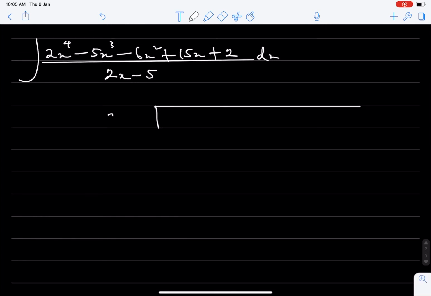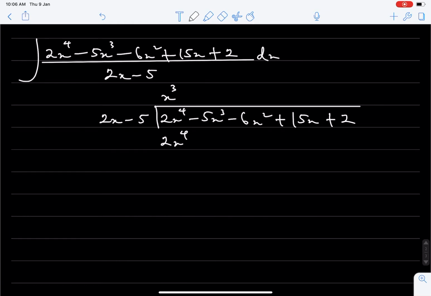So that's 2x raised to power 4 minus 5x cubed minus 6x squared plus 15x plus 2 divided by 2x minus 5. So we go again as usual. 2x raised to power 4 divided by 2x is x cubed. When we multiply, we get 2x raised to power 4 minus 5x cubed. We subtract. 2x raised to power 4 minus 2x raised to power 4 is 0. Minus 5x cubed minus minus 5x cubed, that means minus 5x cubed plus 5x cubed, which is 0.